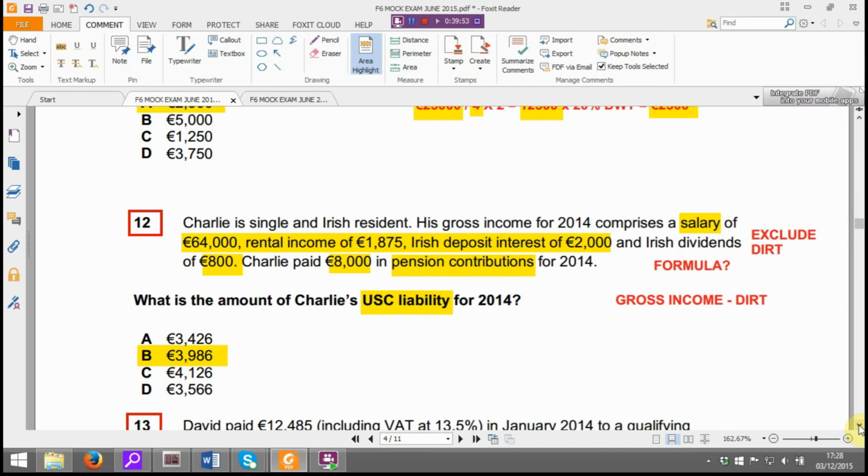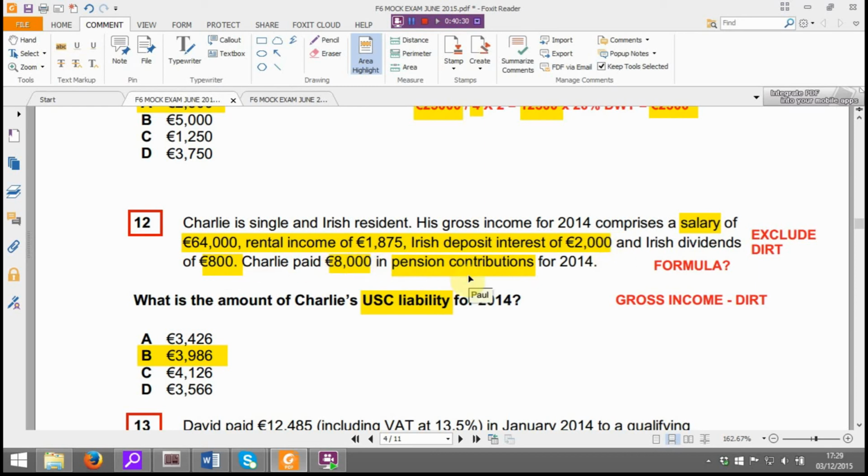Now, you'll recall that I mentioned above this area of USC and PRSI certainly lend themselves to MCQ style questions. Now, the problem with each of them is what do you include in the calculation and what do you deduct, if anything? Okay, question says, what's the amount of USC payable? Remember that the tables are certainly helpful here. We've got an individual who's got a salary of 64, rental income 1875, deposit interest of 2, and indeed dividends of 800, and they paid pension contributions.